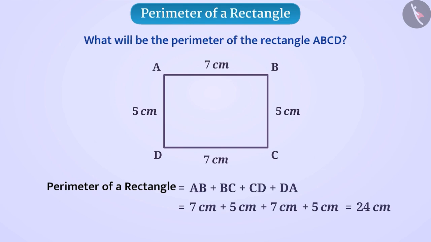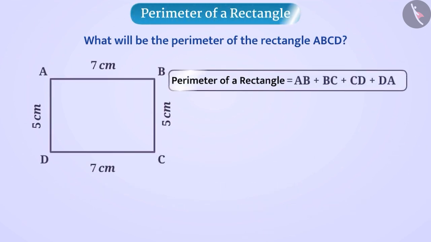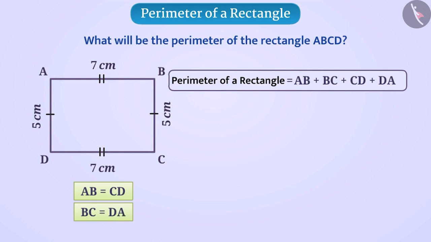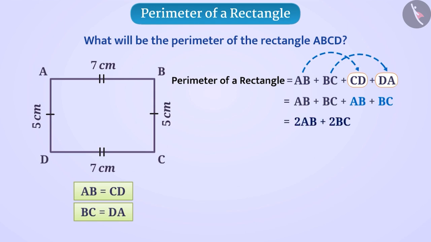Now let's learn another interesting method to find the perimeter. We know that the perimeter of the rectangle is equal to AB plus BC plus CD plus DA. Since the opposite sides in a rectangle are equal, that is, AB is equal to CD and BC is equal to DA, in the place of CD and DA, we can use AB and BC respectively. In this way, the perimeter of the rectangle is equal to AB plus BC plus AB plus BC, which is equal to 2AB plus 2BC, which is equal to 2 into (AB plus BC).